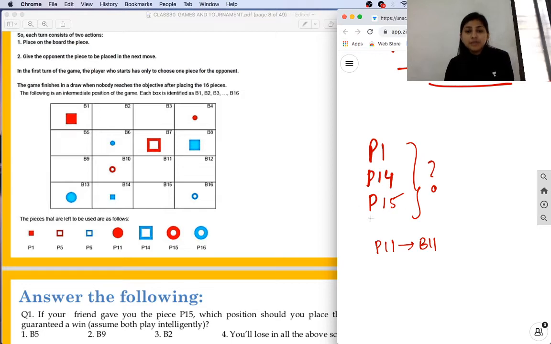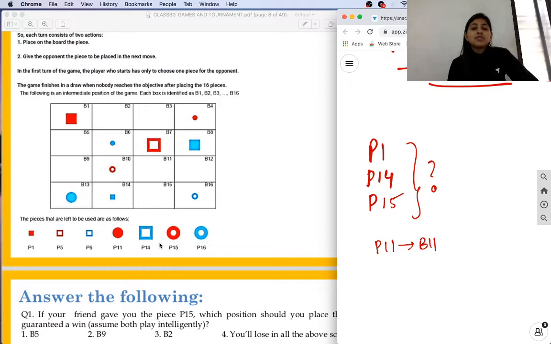So if you give P15 to your friend to place, that P15 is a red big piece. Your friend will have to place it somewhere, but he will not have an immediate win. Suppose your friend places it here. You already have placed a big red piece here. If your friend places it here, then in the next chance your friend will have to give you either a big or a small piece and you will have a guaranteed win.